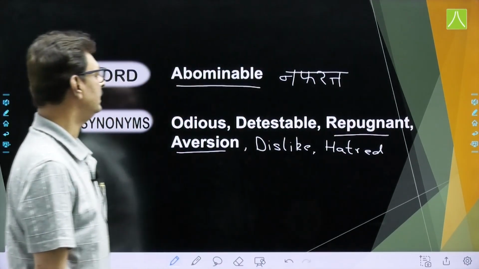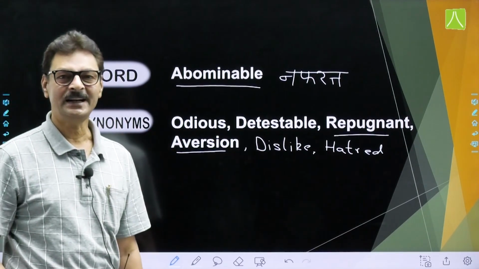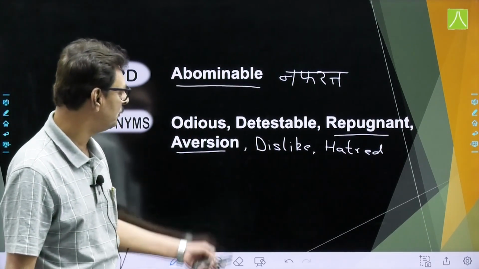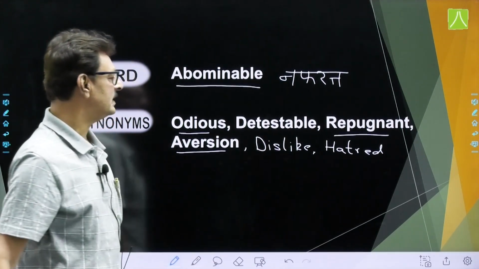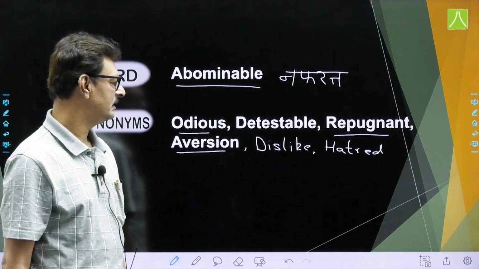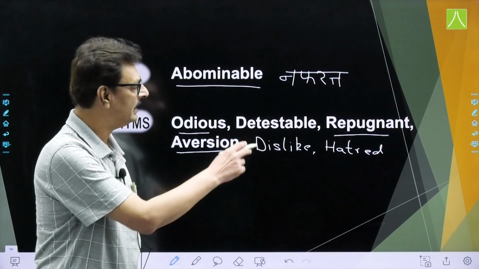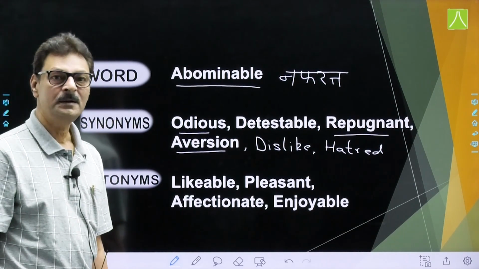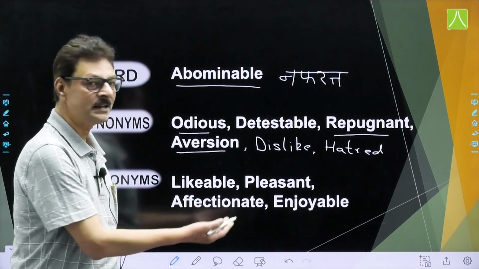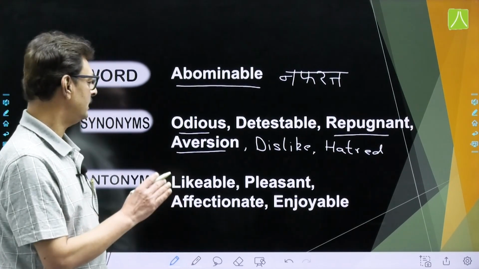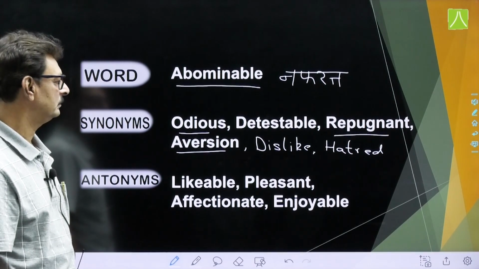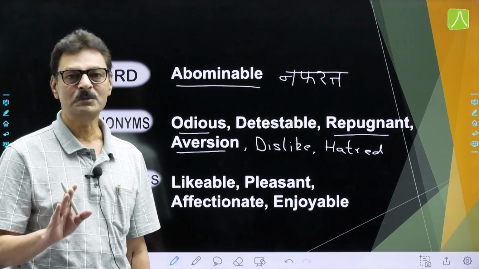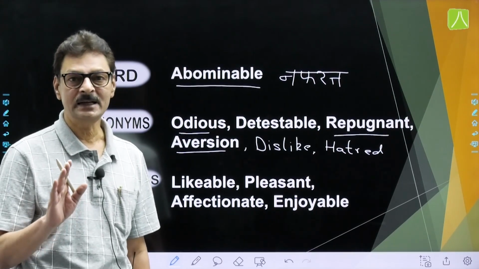शायद मेरी हिंदी इतनी सही नहीं है, but then also try to put up the correct spelling. So abominable means नफरत, जिसका अपोजिट हो जाएंगे ऐसे सिनोनिम्स होंगे odious, detestable, aversion, dislike, hatred and repugnant. And the antonym for this word, likable, pleasant, affectionate, enjoyable are the antonyms of this word abominable. I hope this word is clear enough. And please सब शब्दों को ध्यान से देखिए and practice करिए हर एक word को.